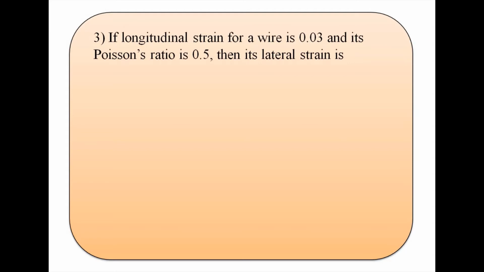If longitudinal strain for a wire is 0.03 and its Poisson's ratio is 0.5, then its lateral strain is. Options are: option A is 0.003, option B is 0.0075, option C is 0.015 and option D is 0.4. Let's see solution of this objective.